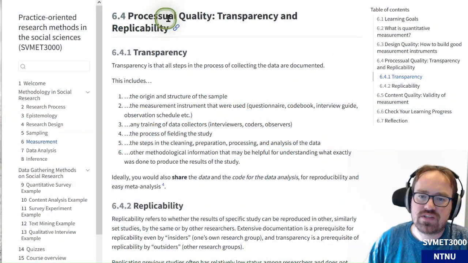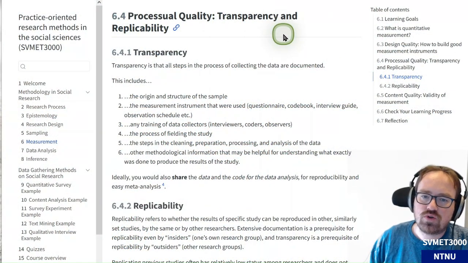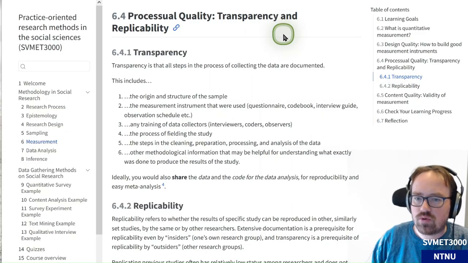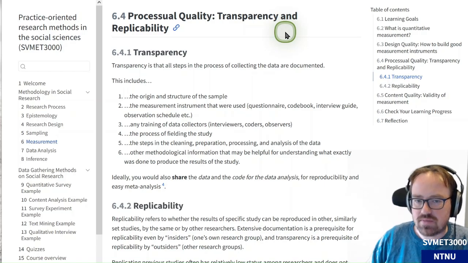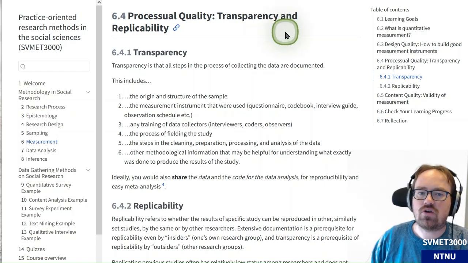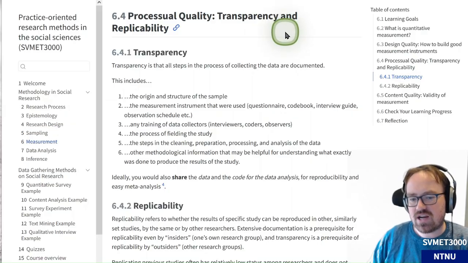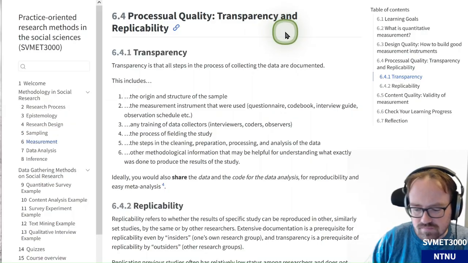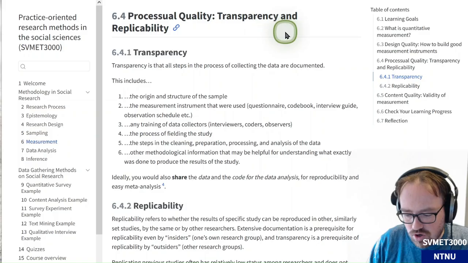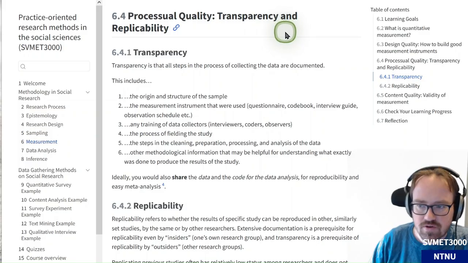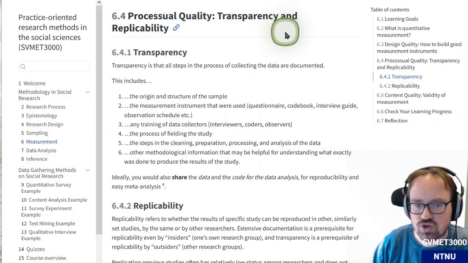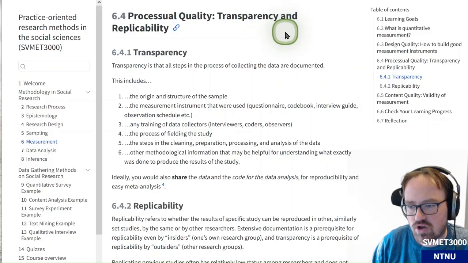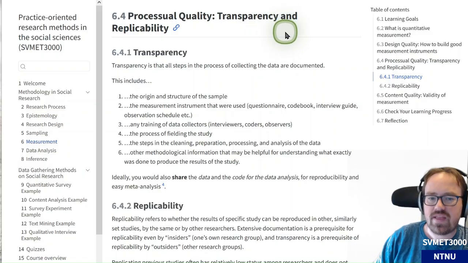Let's take a look at processual quality, where I want to emphasize two components: transparency on the one hand and replicability on the other hand. Also because replicability and reliability are often not well distinguished from each other, or students have a tendency to mix them up. So I want to emphasize this is a processual aspect and not a content quality aspect.